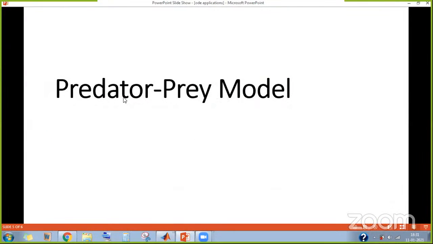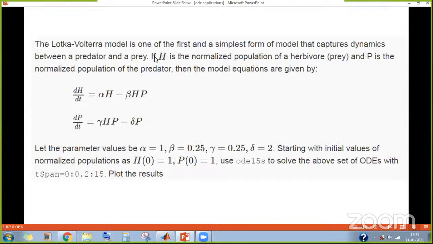Okay, so now we'll move on to the next mathematical model, that is the predator-prey model. This is very simple and very common also. Many times the applications of ODE classes start with this example. The Lotka-Volterra model is one of the first and simplest models that captures the dynamics between a predator and a prey. If H is the normalized population of herbivore prey and P is the normalized population of the predator, then the model equations are given by this form.